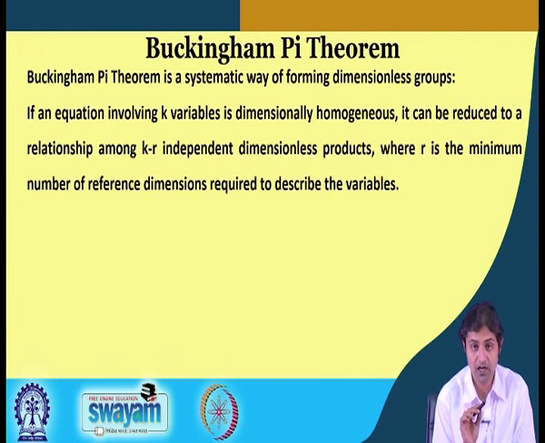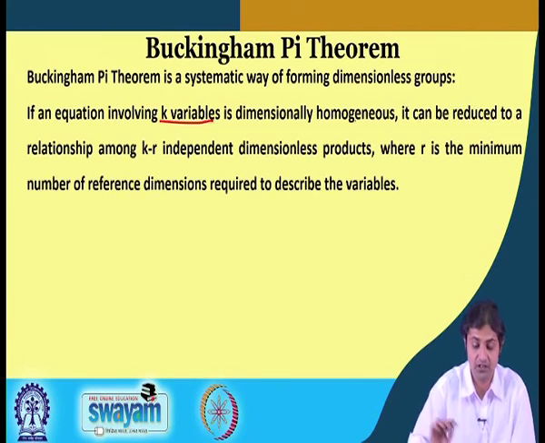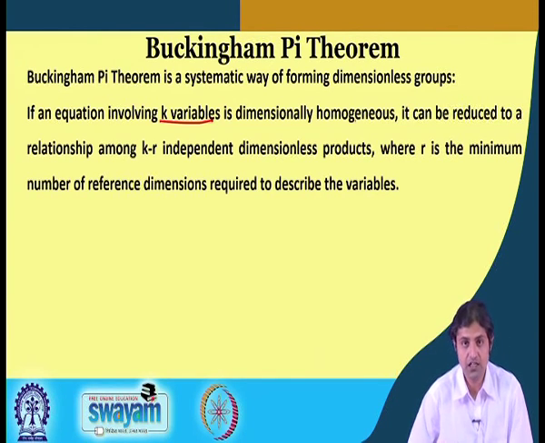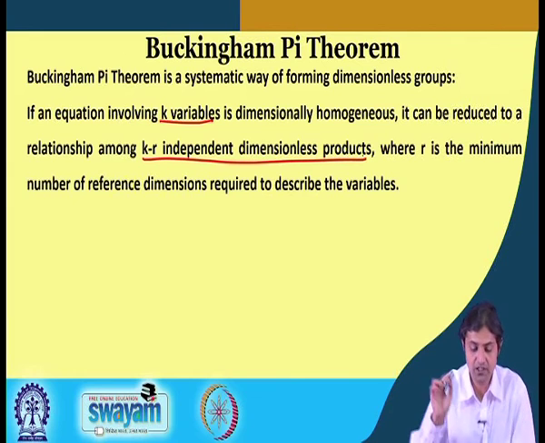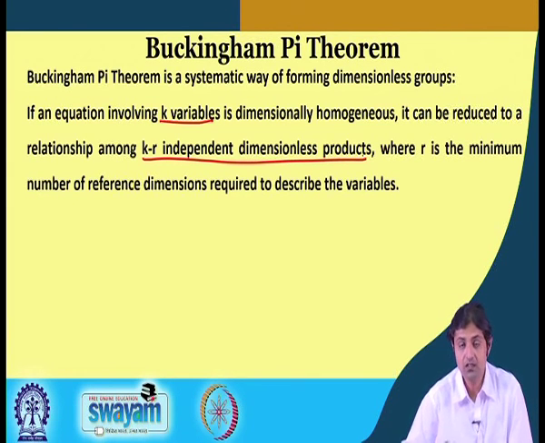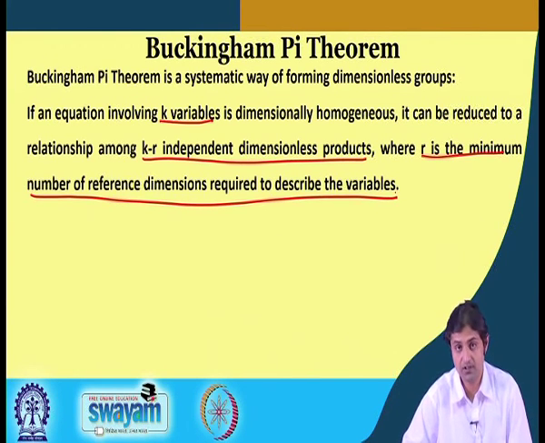I will underline the important things. If there is an equation, like the ones we have been writing before, that involves in total k variables, and of course the equation should be dimensionally homogeneous, that is why this is there. Then that equation can be reduced to k minus r independent dimensionless products. Now, what is this r? r is the minimum number of reference dimensions required to describe the variables.